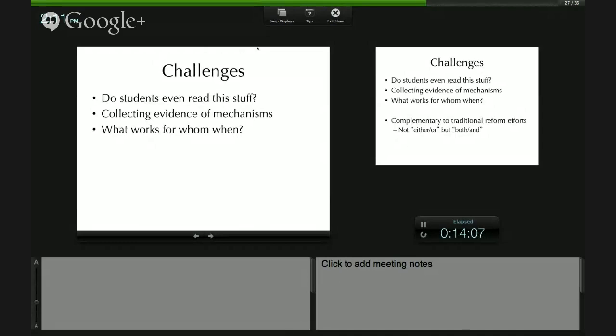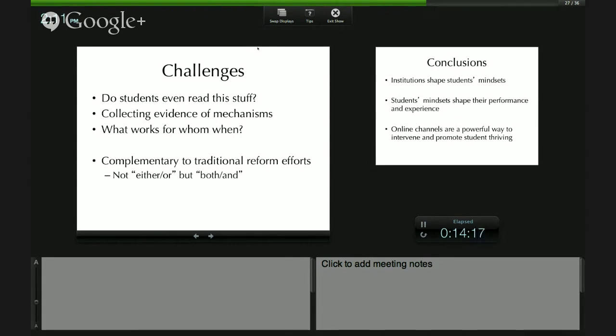We want to be able, over time, to figure out what works for whom and when. And then finally, a challenge that we've had is in talking about this, because I don't think we want to say that this should be done instead of traditional education reforms. Certainly we need to think about the pedagogy and we need to think about financial resources for students, but this is another way to really promote student thriving. And so it's not an either-or. Either do these interventions that can promote more adaptive mindsets or do more traditional ones, but really we should be trying to do them together and possibly coming up with some synergistic effects.